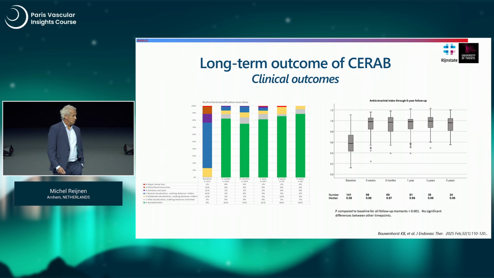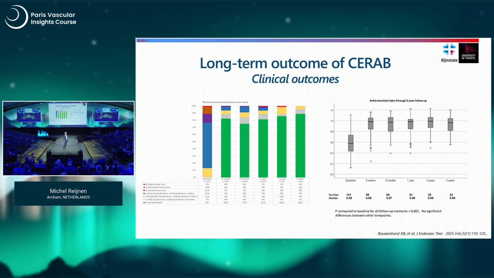When you look at the clinical outcomes through 5 years, you see that immediately after the procedure, the Rutherford improves to normalized in most patients, and it remains rather stable during the first 5 years after treatment. And you see the same in the ankle-brachial index, it normalizes and stays the same.